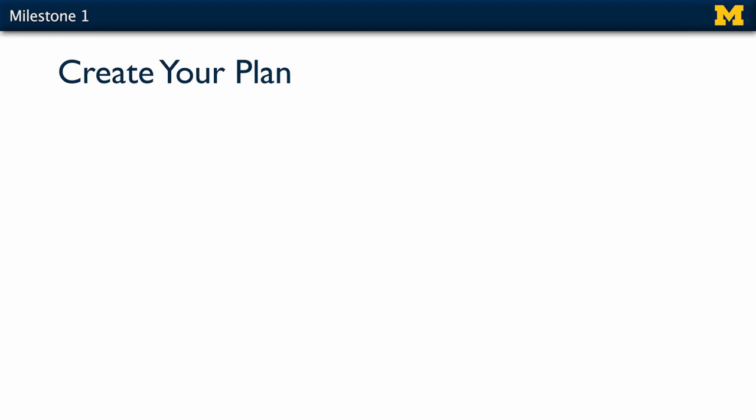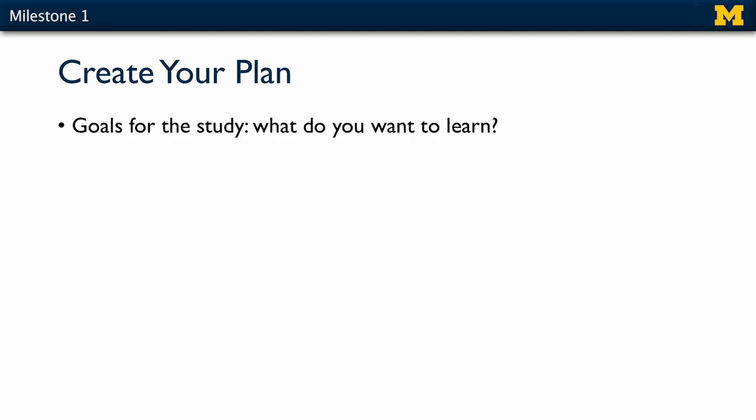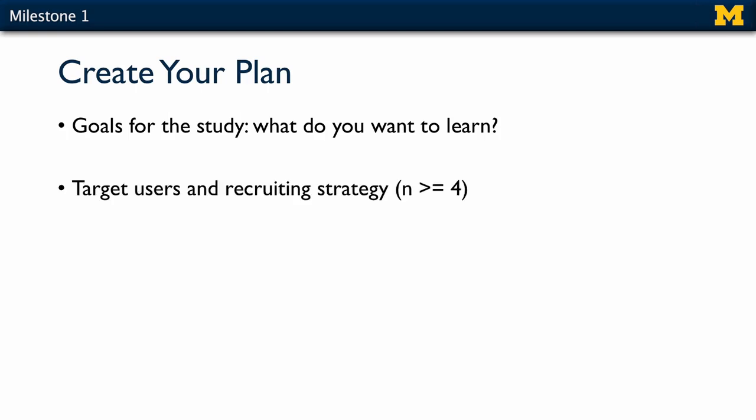Once you've settled these questions of who you're going to talk to and how you're going to go about getting information from them, it's time to sit down and create your plan, or write it down. You first want to start by writing about what your goals for the study are. What is it that you want to learn? You want to describe your target users and describe your recruiting strategy. How are you going to go about finding the users that you want to talk to for this needs assessment study? How do you know that they're the right people, and how are you going to get in touch with them?